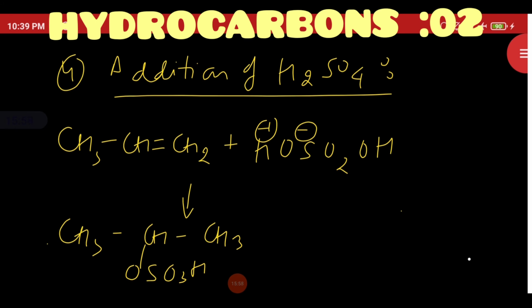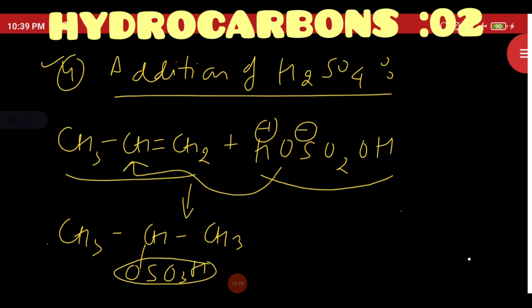Next is addition of sulfuric acid. When cold sulfuric acid is added to alkene, it forms alkyl hydrogen sulfate by electrophilic addition reaction. The negative species of the sulfuric acid attacks the carbon having the lesser number of hydrogen atoms and gets attached to the second carbon atom. So it is in accordance with Markovnikov's rule.